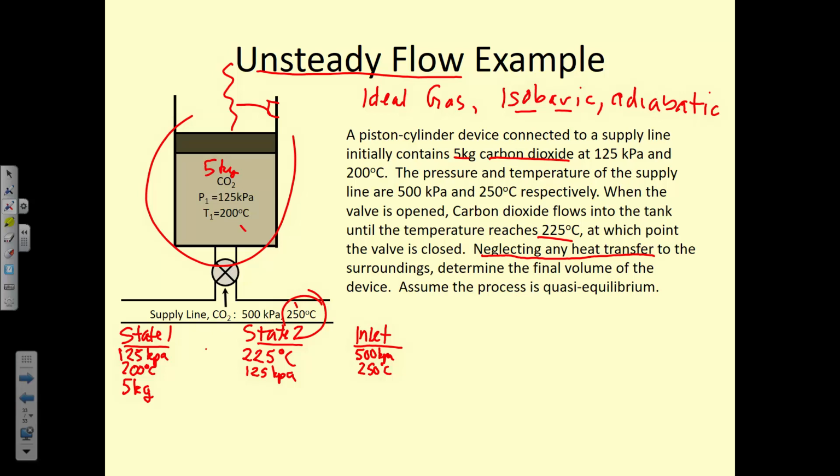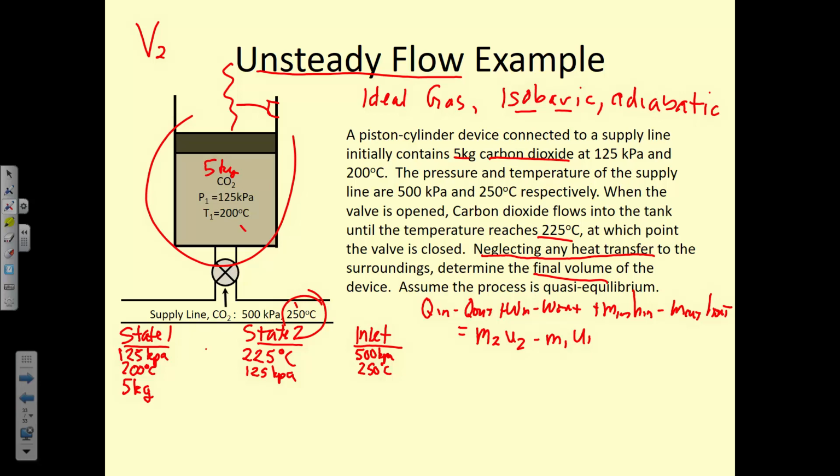Okay, so let's start with our unsteady flow energy balance. We're trying to determine the final volume, and that's it. So we want to find V2. So Q in minus Q out plus W in minus W out plus m in h in minus m out h out, hard to read, I apologize, is equal to m2 u2 minus m1 u1.